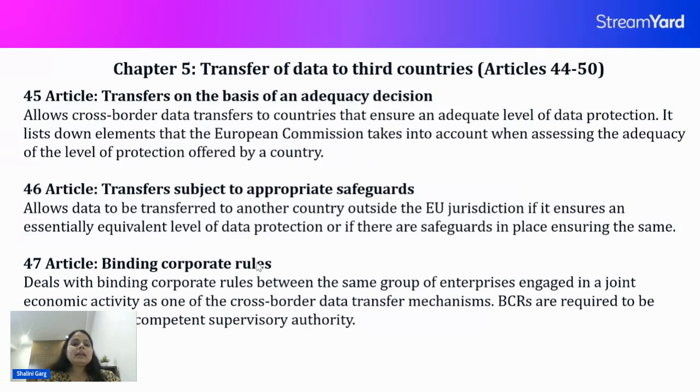What are the types of appropriate safeguards? Safeguards can be legally binding and enforceable instruments, for example, contracts. We can enter into contracts with the controller or the processor, or between public authorities or bodies. Or we can enter into binding corporate rules, which are given in Article 47. Or we can follow the standard data protection clauses adopted by the European Commission, or the standard data protection clauses adopted by the supervisory authority but approved by the European Commission. We can also follow the approved code of conduct, Article 40, or the approved certification mechanism, Article 43.